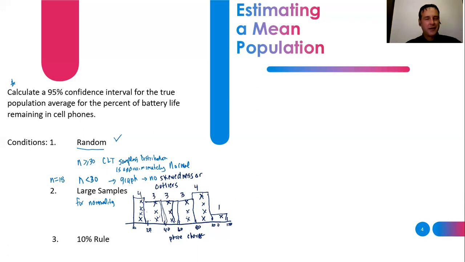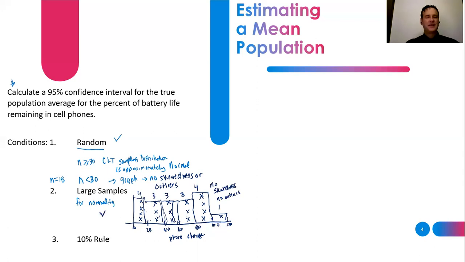I don't think there's any outliers here as well. I do have some that are in the 90s here, so I think we're good. Okay, there's no skewedness and no outliers. Okay, so the large samples test for normality because my n was less than 30 is satisfied.